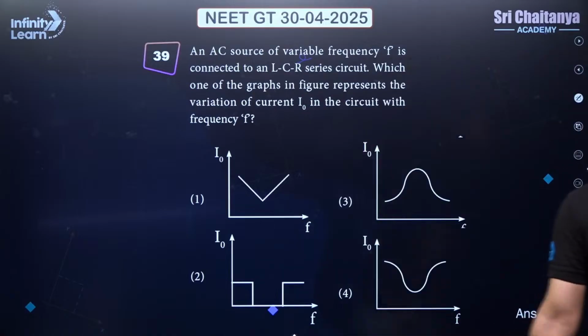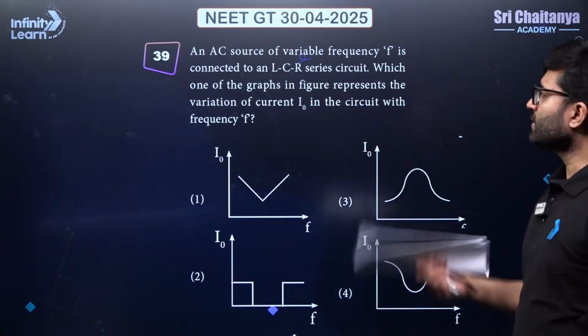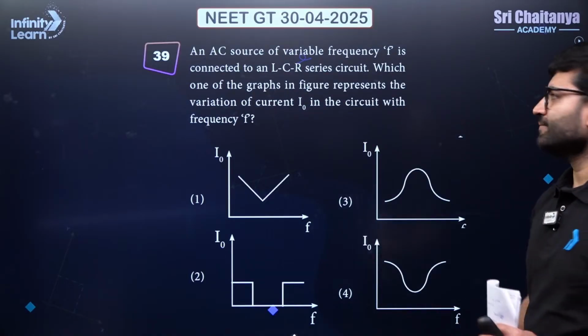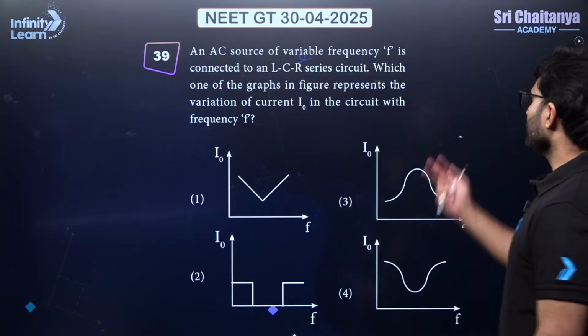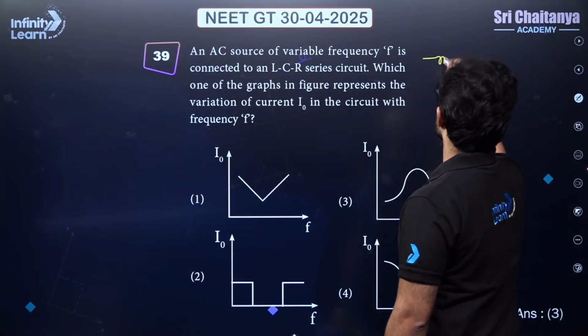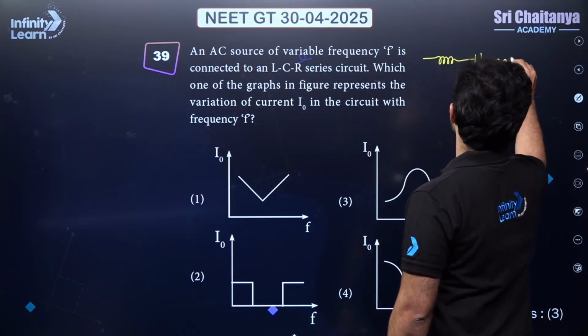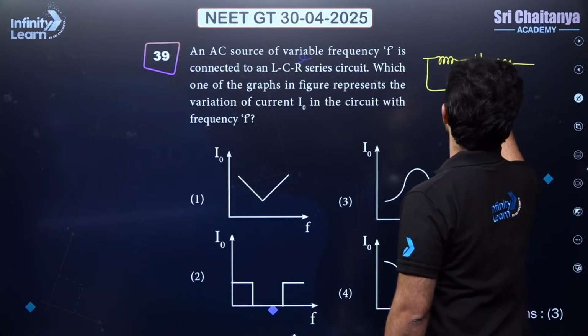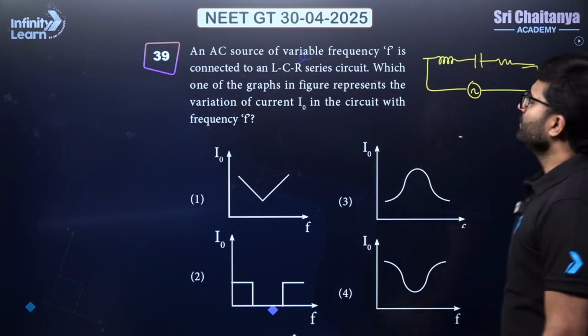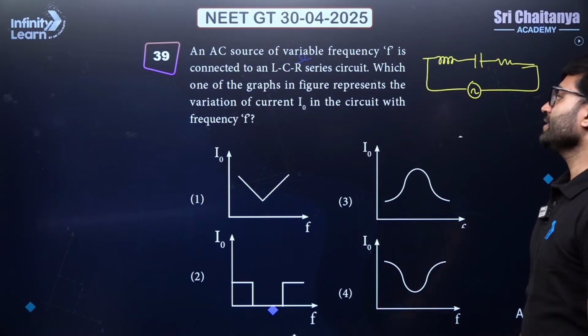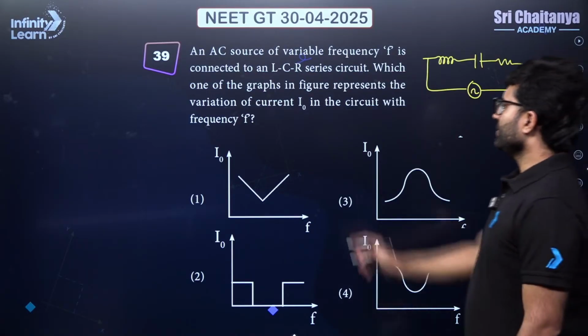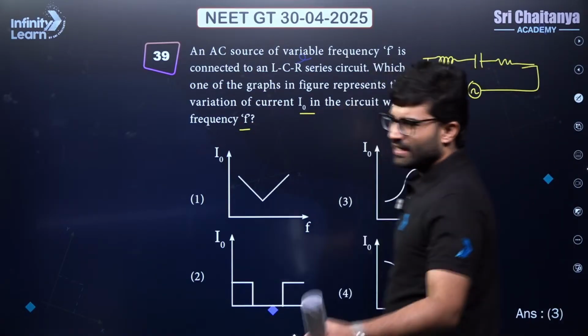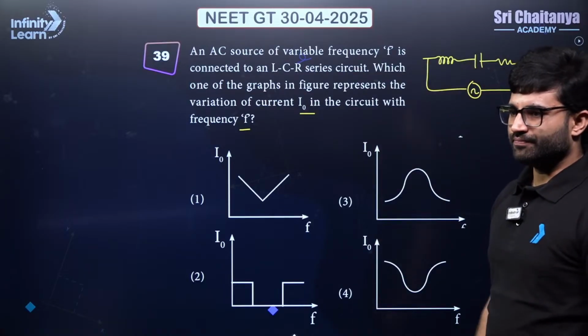Again, let us see this question. In this question also you can use the technique of elimination, right? So you have an LCR circuit connected to an AC source, right? Which one of the graphs represents the variation of current I with frequency? Let us see how to eliminate options.